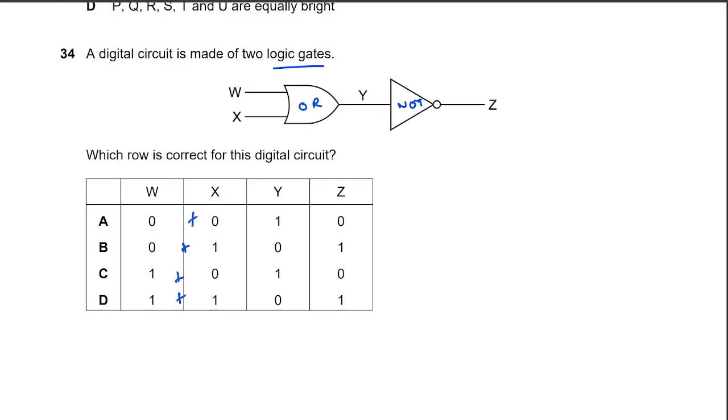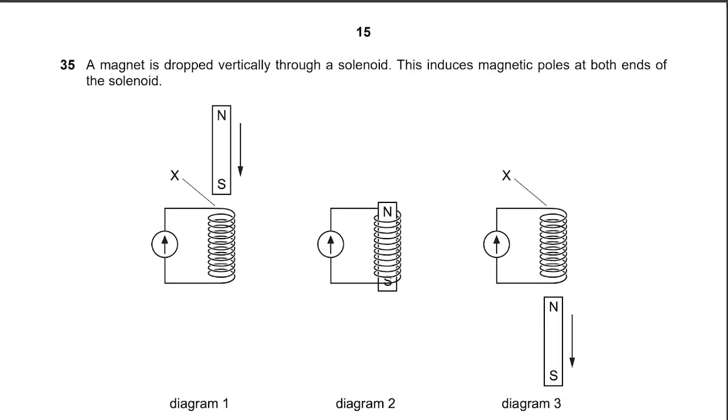So I'm adding these values. 0 plus 0 is not 1, so the first one is wrong. 0 plus 1 is again not 0, so this is wrong. 1 plus 0 is 1. That is correct, and then that becomes this. So it looks like the answer is C. Here 1 plus 1 is not 0, so it's wrong. So the answer is C. The OR gate is the addition gate. The NOT gate is the opposite gate, meaning if it's 1 here, Z will be 0. It's the opposite. That's how I try to understand it.